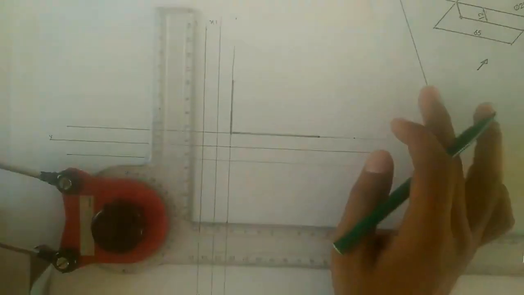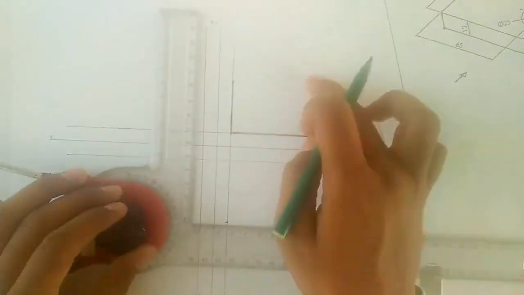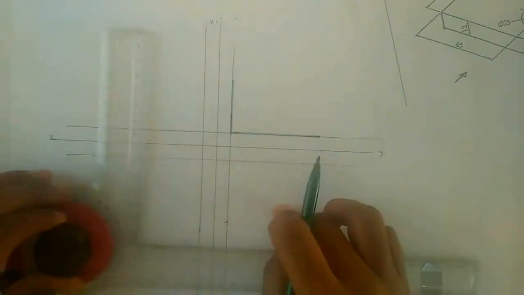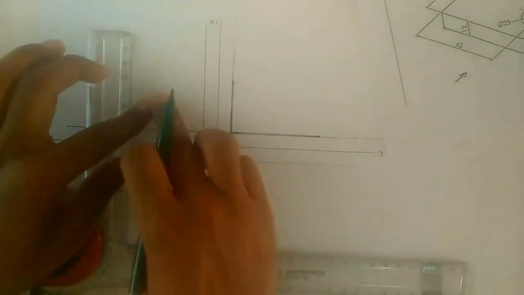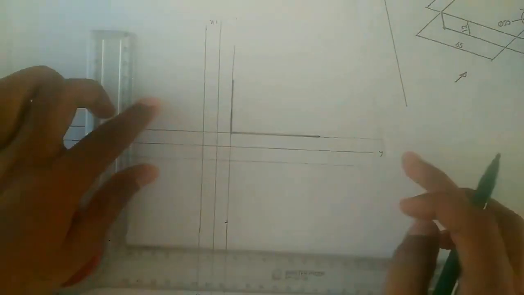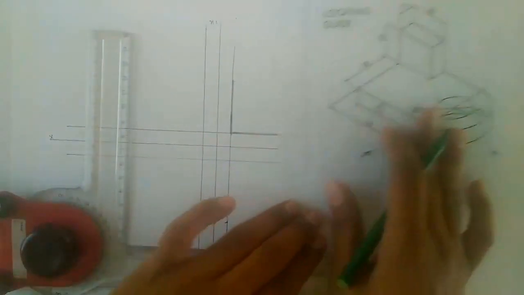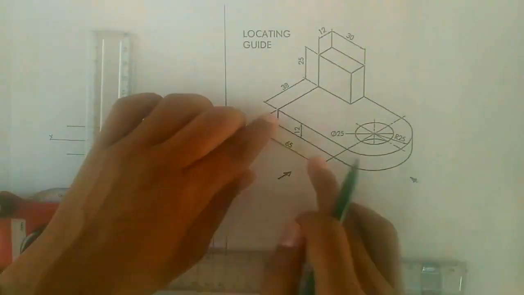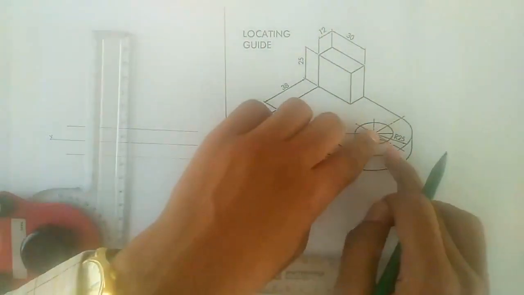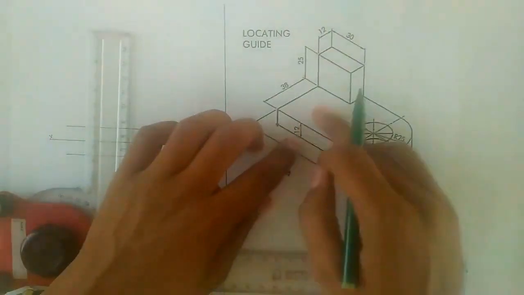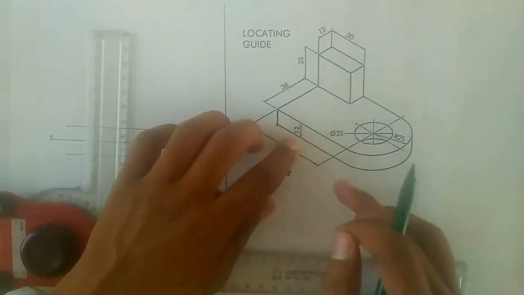So according to the first angle method of projection, here we have to draw the front view, below the front view we have to draw the top view, and on the left hand side here we have to draw the right hand side view of this given object. So this is the object. The total length of the front view is 65 plus this is 25, so 90, and the height of the front view is 12 plus 25, that is 37.